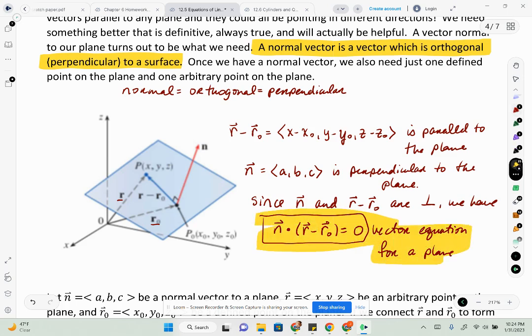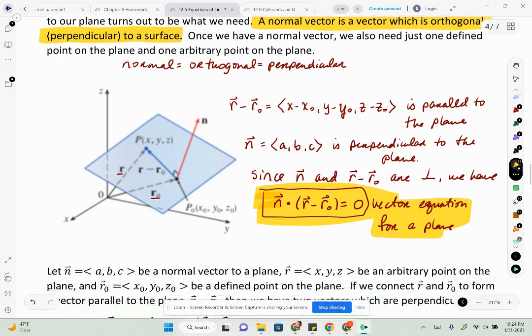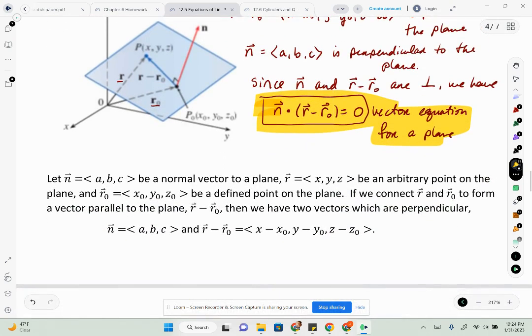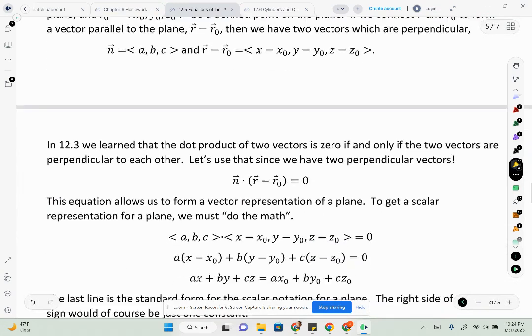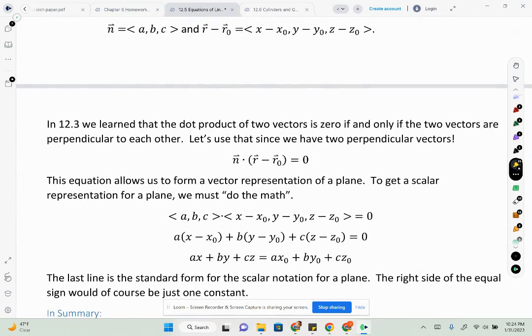Super important, okay? It's how we build our planes in 3-space. Once we have that built, I talk about this down below as well. If we were to take that dot product, we need to put in the components for n and the components for r minus r naught. Then we perform the dot product right here. That's the result after taking the dot product.